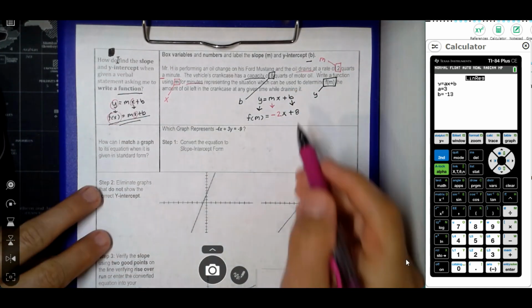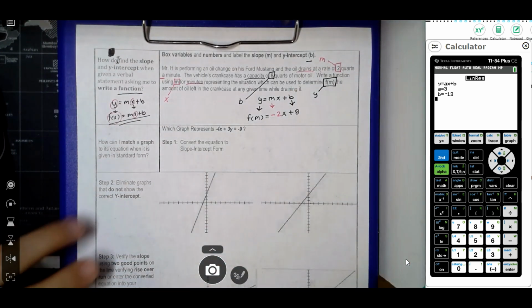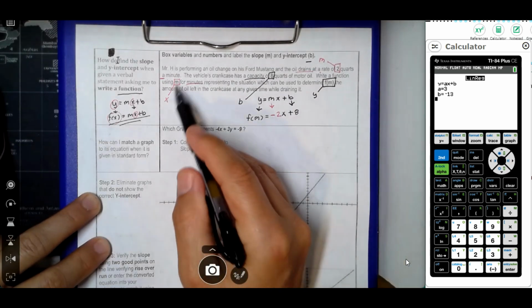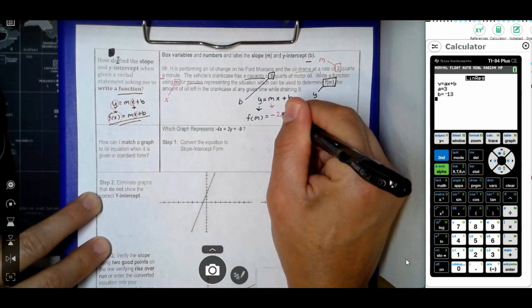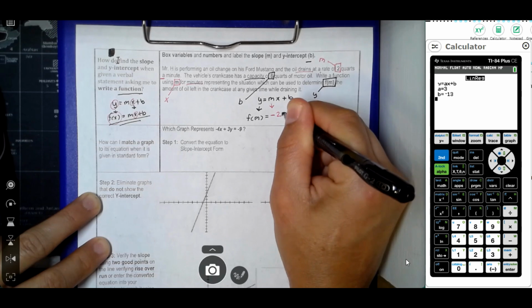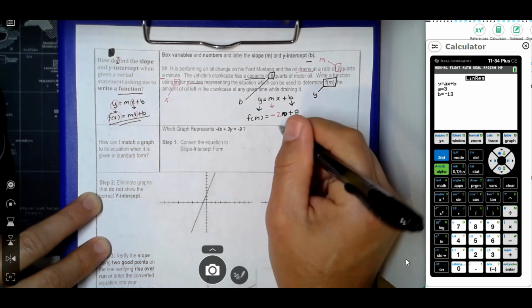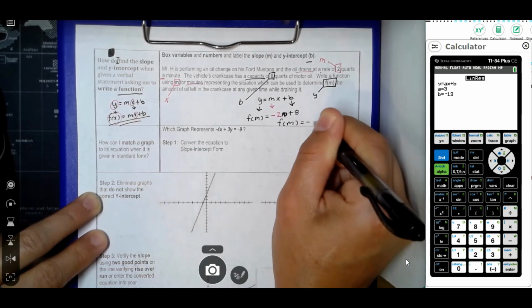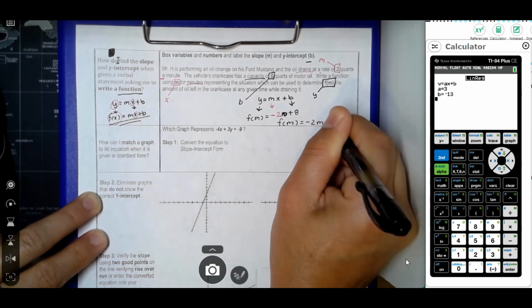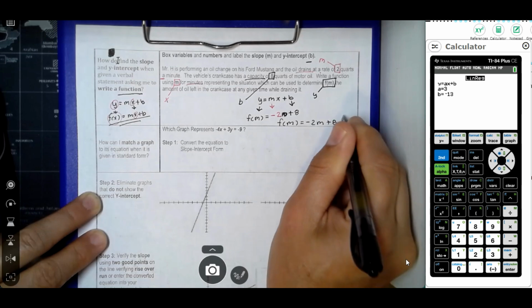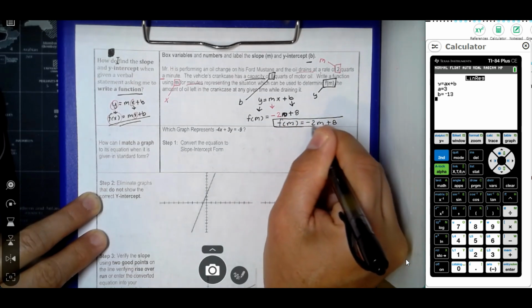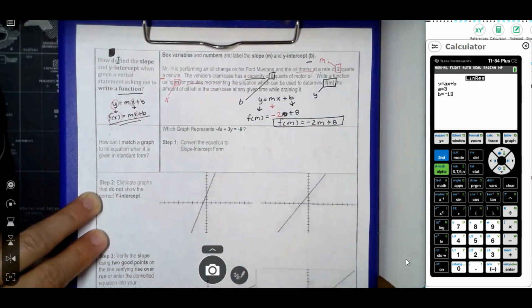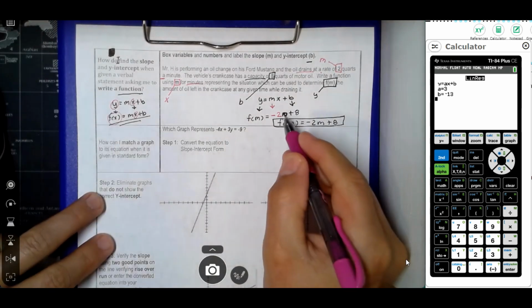Now I did mess up here. Notice I put an x here because I have the habit of putting an x. But remember the x has to be replaced with an m. So let's turn that x into an m. So our final answer would be f of m is equal to negative 2m plus 8. If it gave you a multiple choice option, this is exactly how it'd be written. We'd have to replace that x with an m.